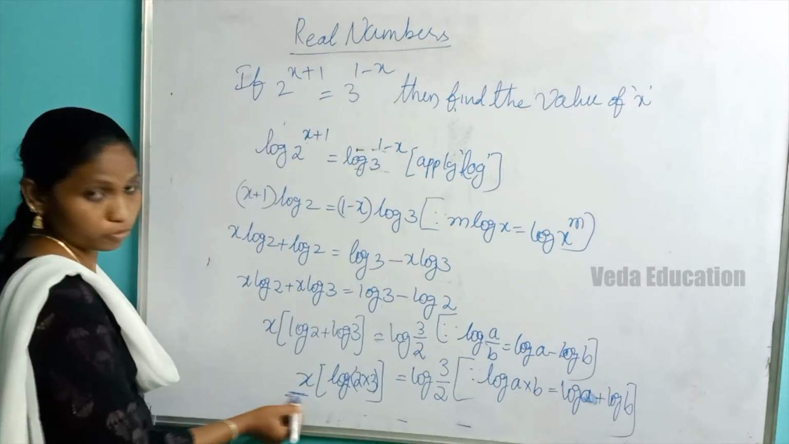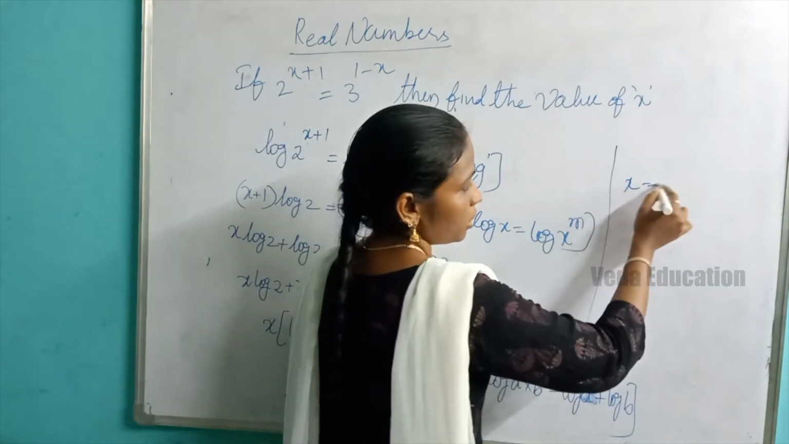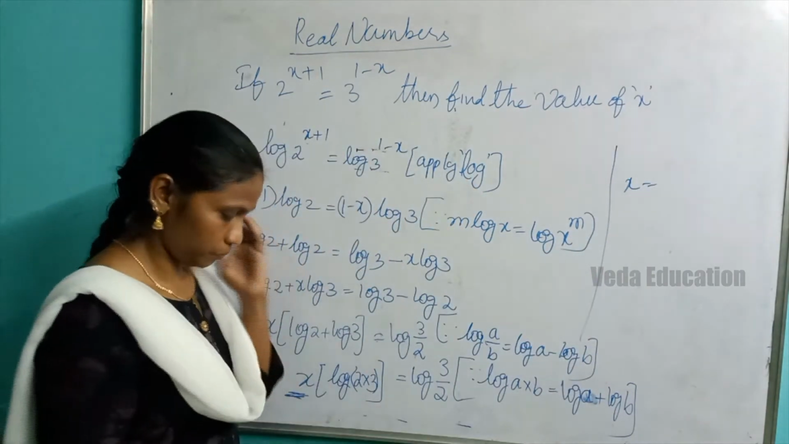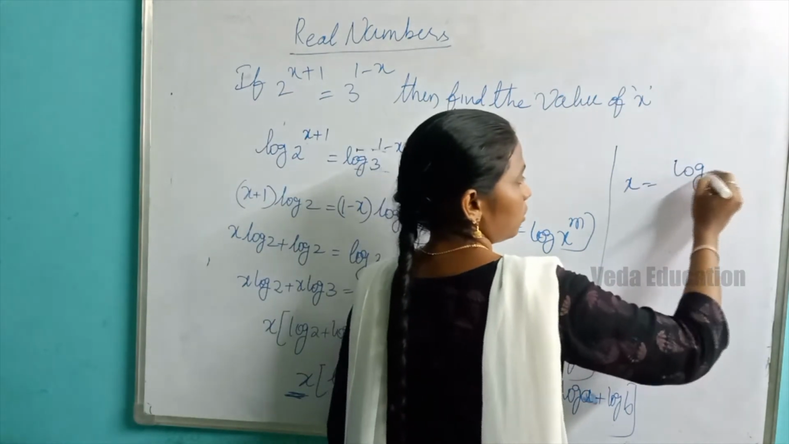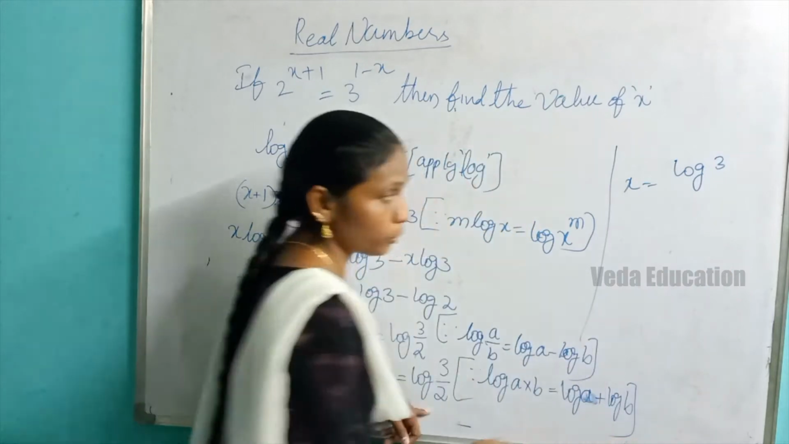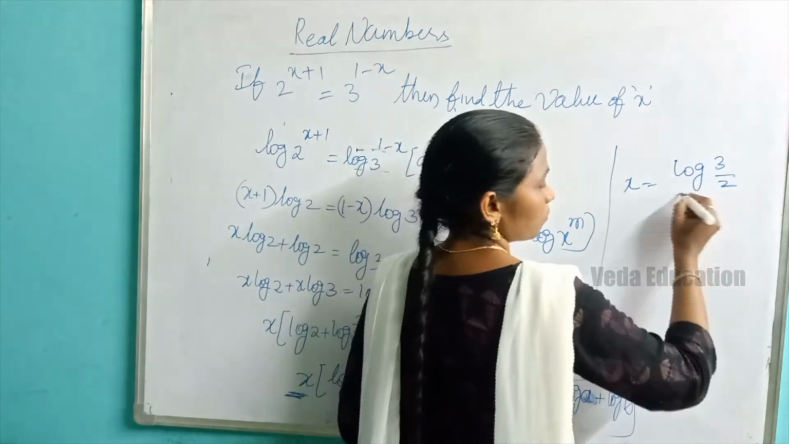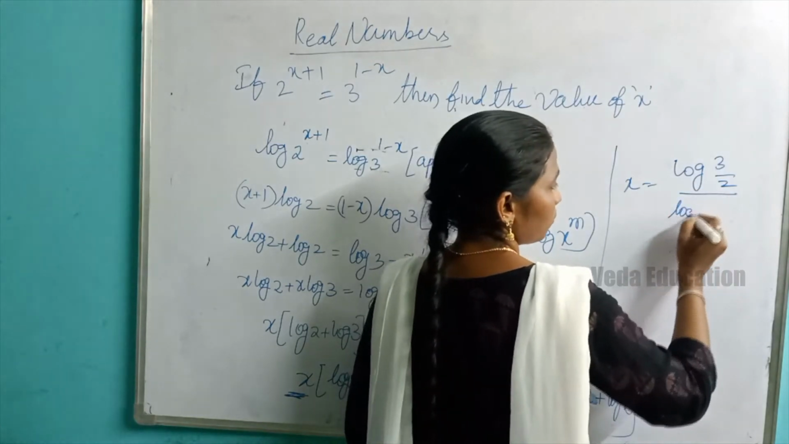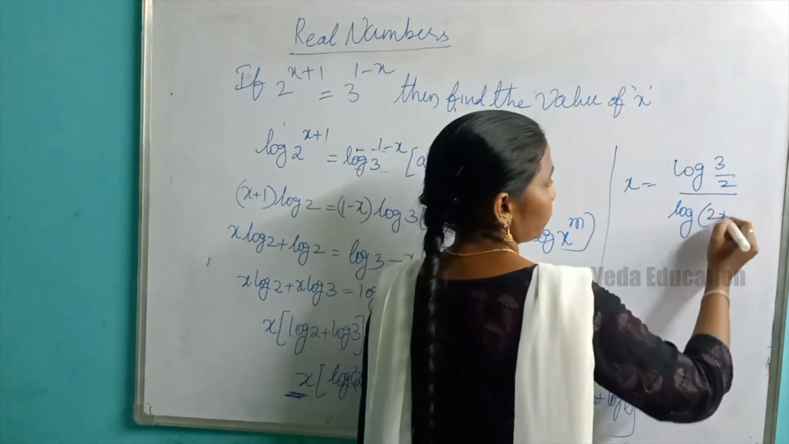Now we have to find the x value. x equals, transfer this logarithm to here, log 3 by 2 here, and here log 2 into 3.